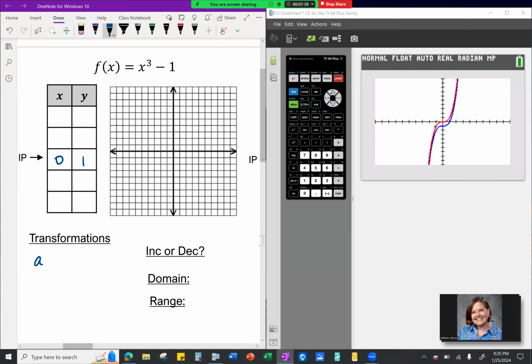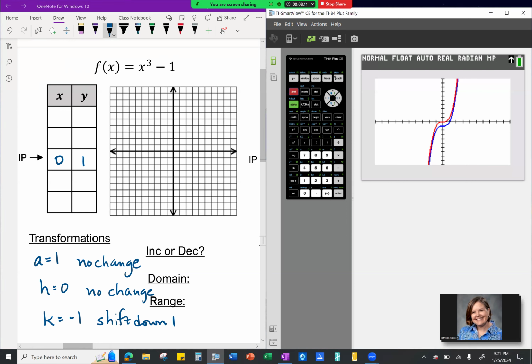It's because A is 1. So there's no change to shape or direction. And H is 0, so there's no change. There's no movement left or right. But K is negative 1. So that shifts my graph down 1.